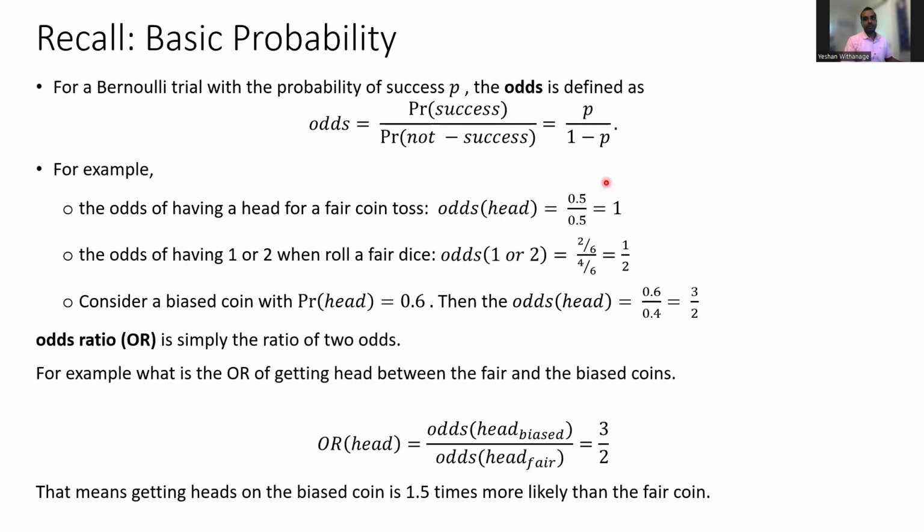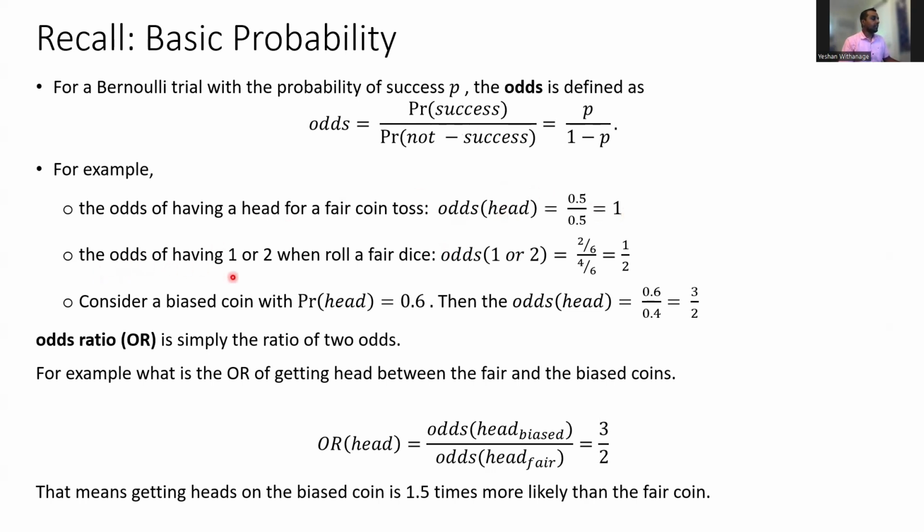Now let's see some examples. So consider the odds of having a head for a fair coin toss. If the coin is fair, then the probability of having a head is 50%. So that means the probability of having a tail is also 50%. So our probability of success is 50%, probability of failure is also 50%. So the ratio will be equal to 1. So odds of having a head for a fair coin is equal to 1.